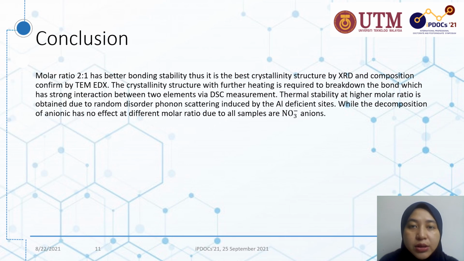As a conclusion, the 2 to 1 molar ratio is the best, with high crystallinity and better bonding stability.